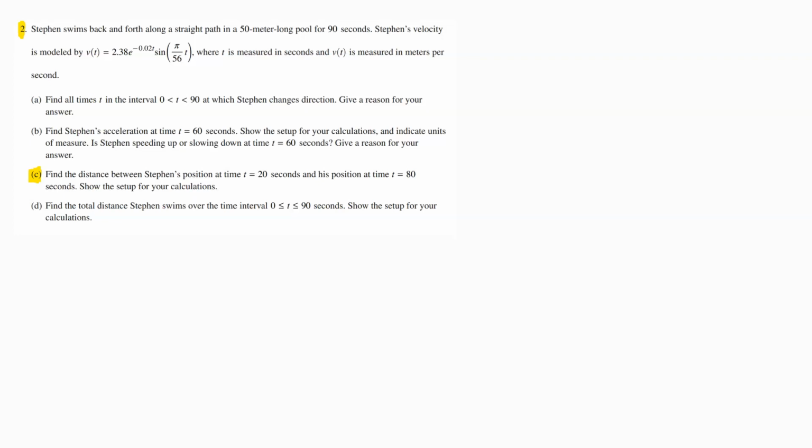So C wants us to find the distance between Stephen's position at t equals 20. Stephen is this swimmer who's got a velocity equation up above, and his position at time t equals 80. And so what you want to do here is you've got to be careful. When you see that word distance, your gut's originally going to go to this idea of total distance. Total distance and the distance between two things are two different pieces. If you don't see that word total here, you're not doing a total distance problem.